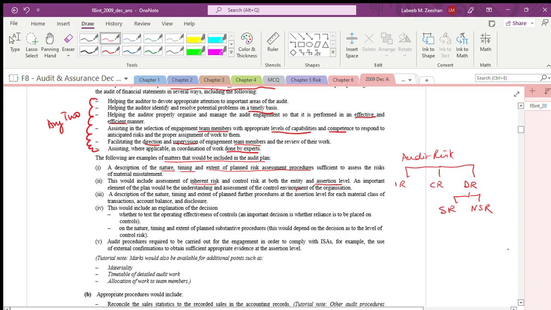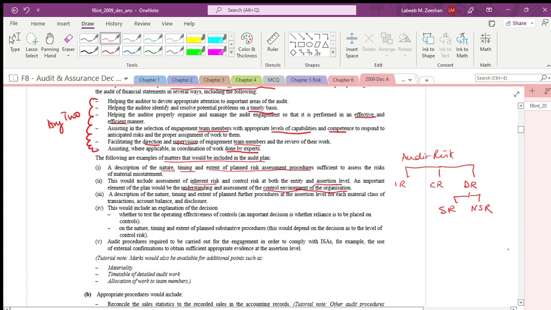An important element of the plan would be understanding and assessing the control environment. This is where we are concerned about planning: we want to understand and assess the control environment, whether internal controls are in place or not.